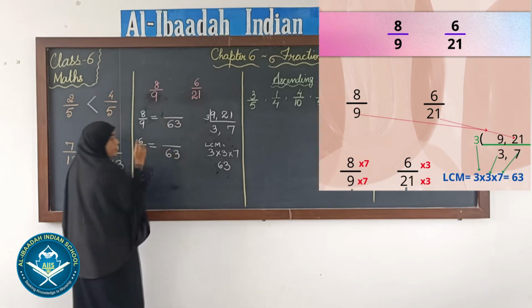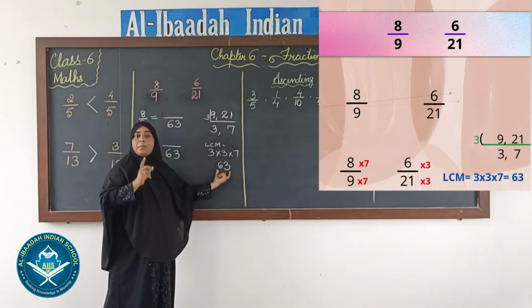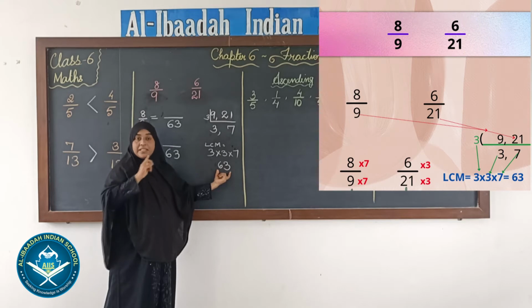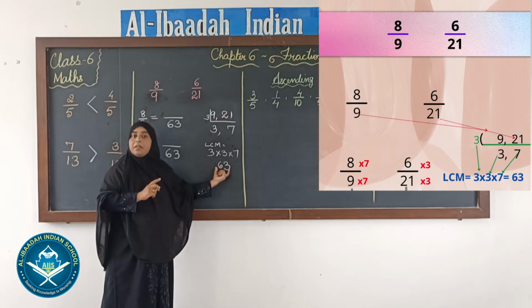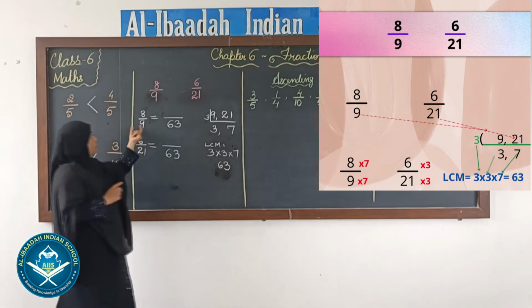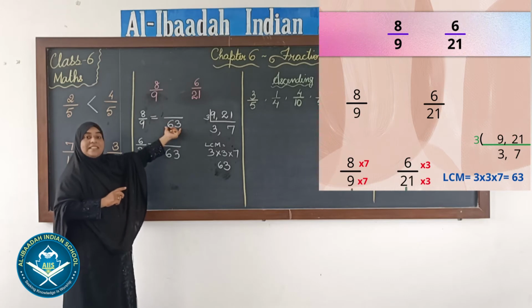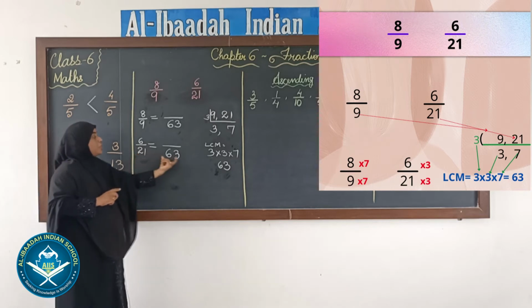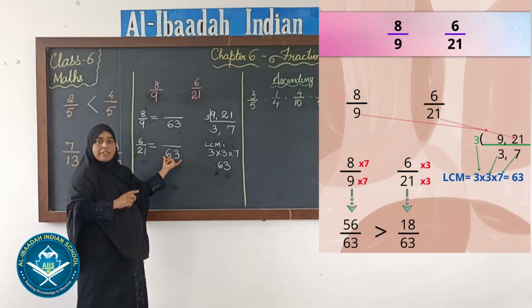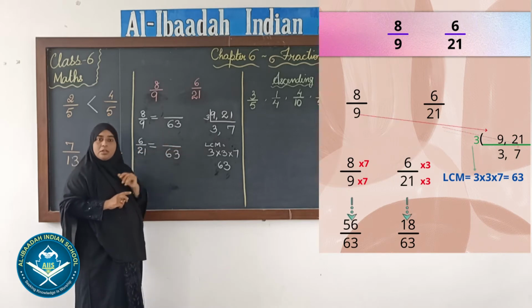You understood what we are doing? We have found the LCM. This LCM will be our common denominator. We are changing the unlike fractions to like fractions. We need the same denominator when we say like fraction, isn't it? So this is our denominator that we will be needing. So we have to change this fraction 8 by 9 to a fraction where the denominator should be 63. Same way we have to change 6 by 21 to a fraction where the denominator should be 63. Once we find these equivalent fractions, that means we have changed the unlike fractions to like fractions.